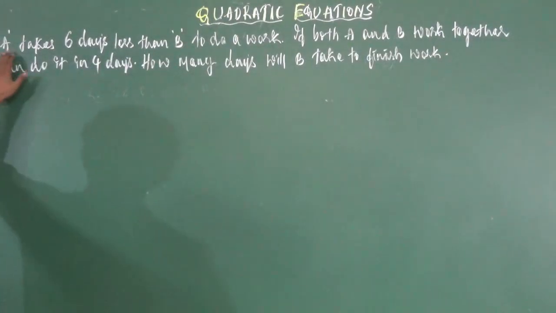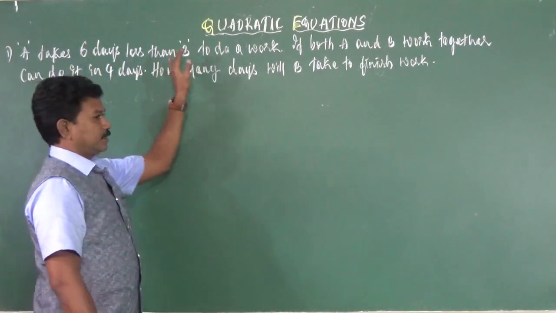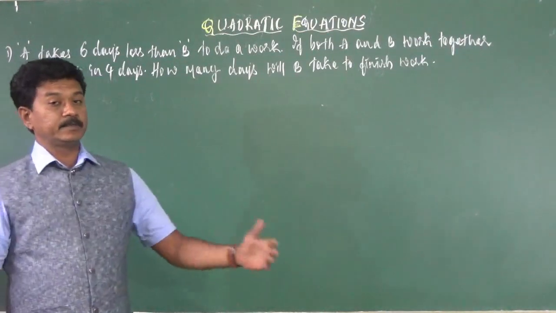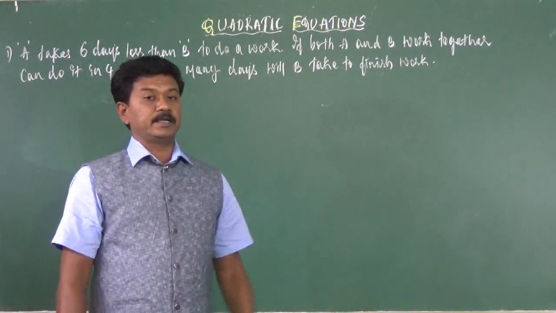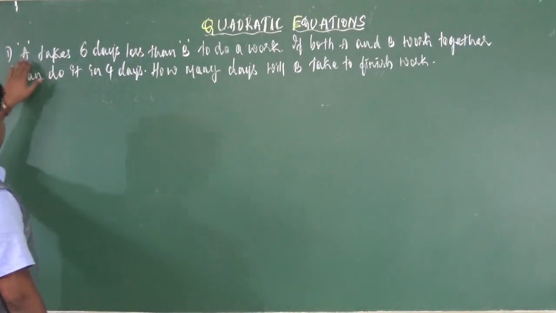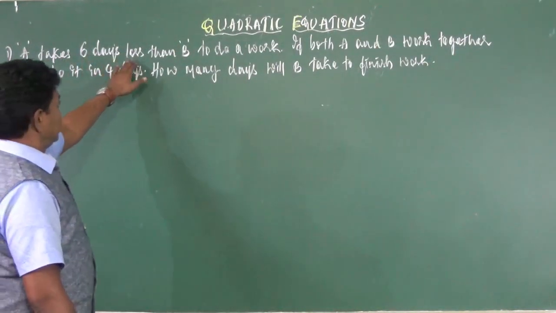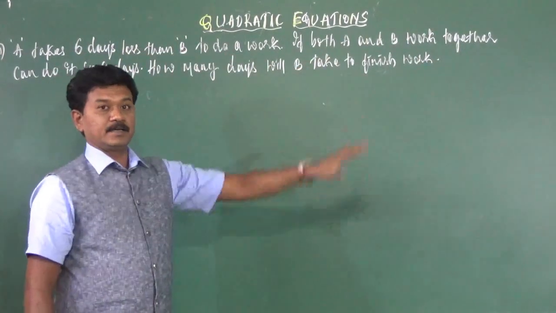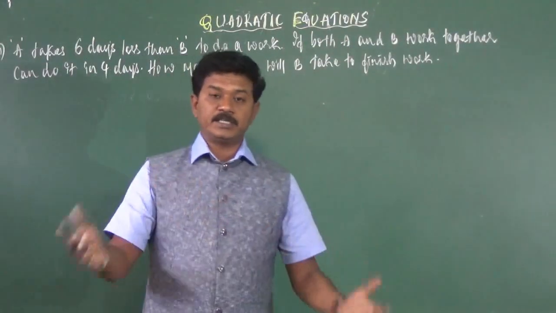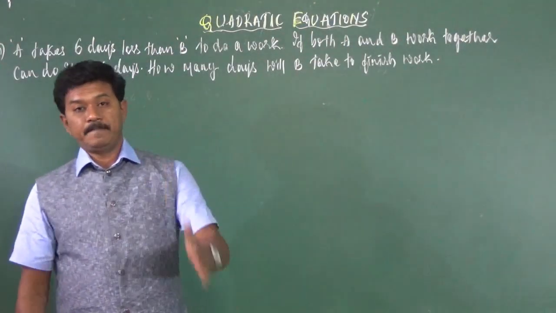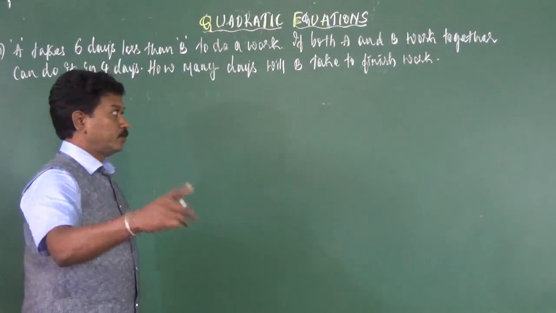Instead of A and B, I still remember in the Karnataka state syllabus question, the same problem was there: Soumya and Bhagya, something like that. Soumya takes 6 days less than Bhagya to do a work. I still remember. See, the story changes, the concept remains the same. So I hope you will enjoy this.